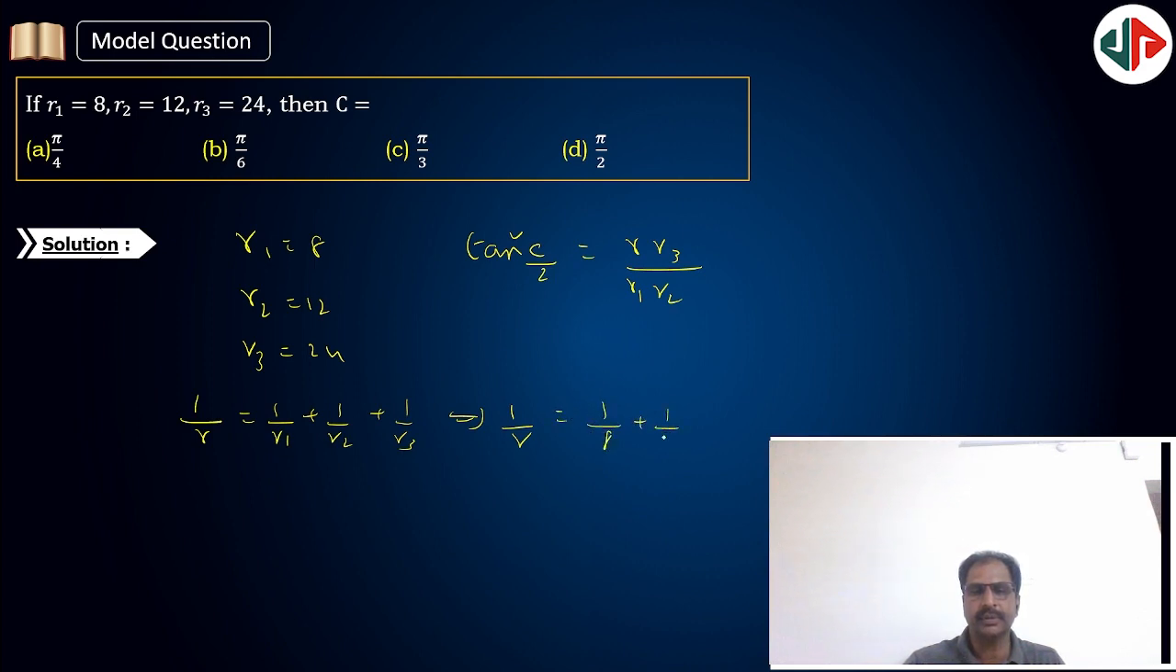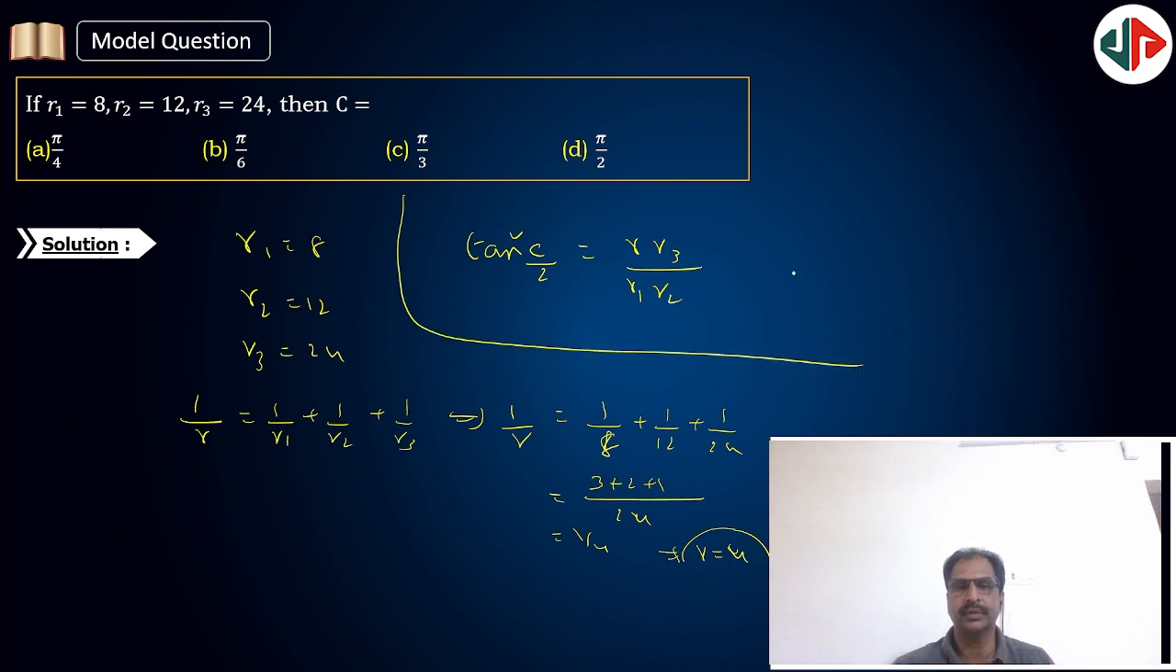1 by 8 plus 1 by 12 plus 1 by 24. So LCM is 24, so 3 plus 2 plus 1, 6 by 24, which is 1 by 4. 1 by r is equal to 1 by 4, so small r is equal to 4. Now substitute all the values here: 4 into 24 by 8 into 12, which is 1. Tan square C by 2 is 1.